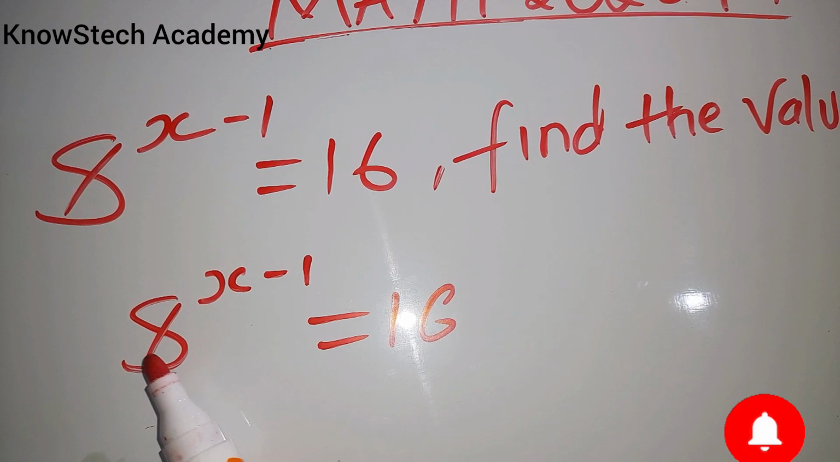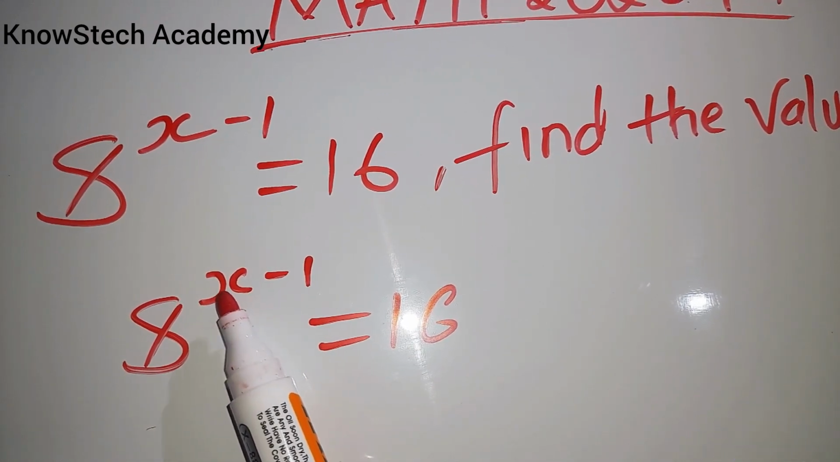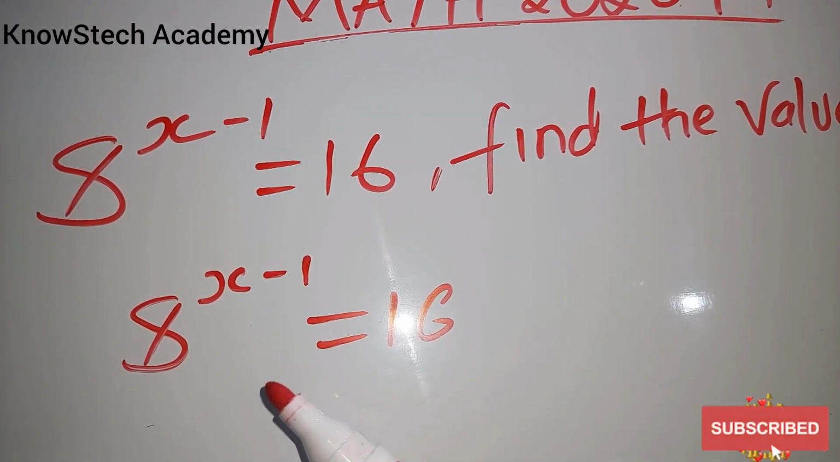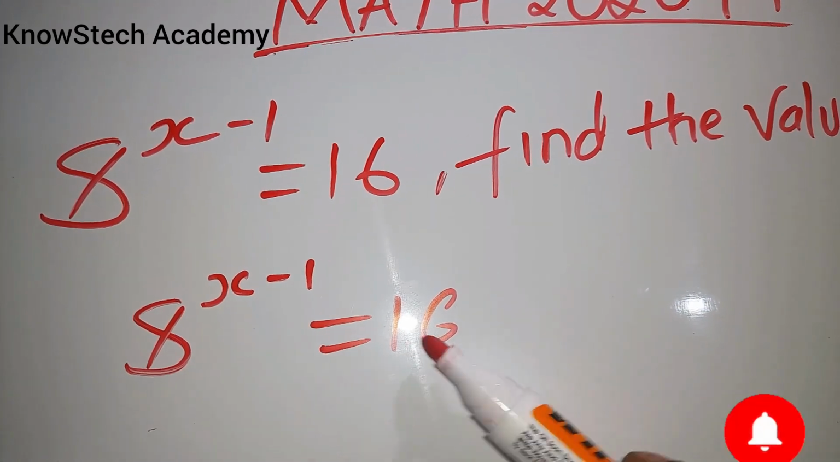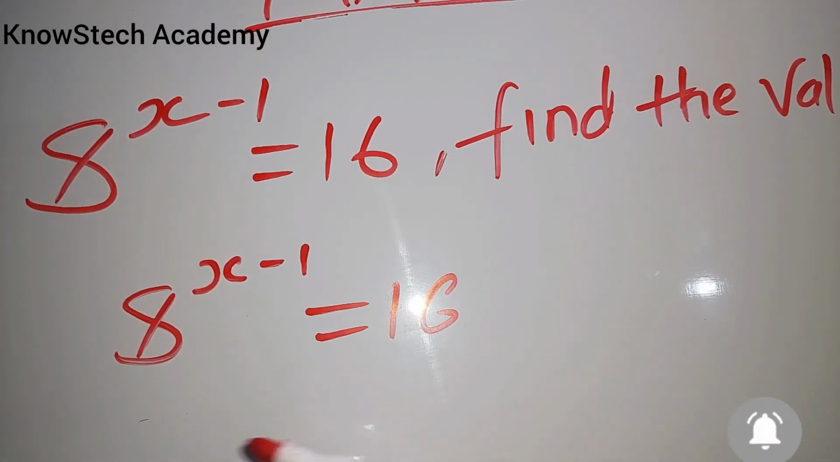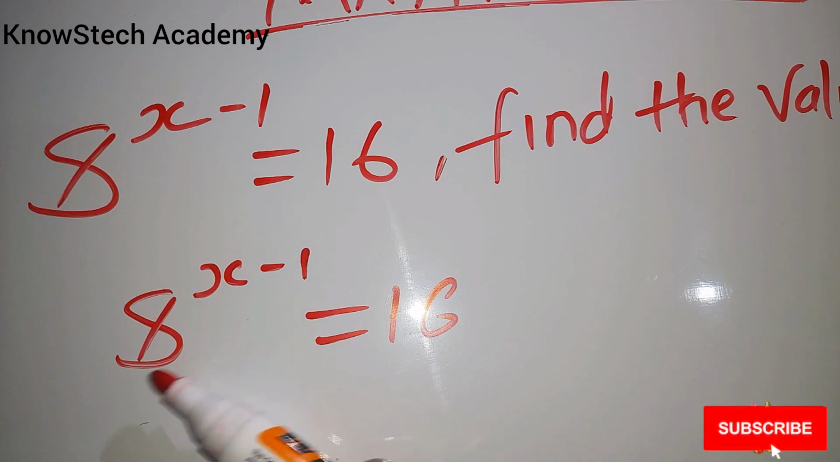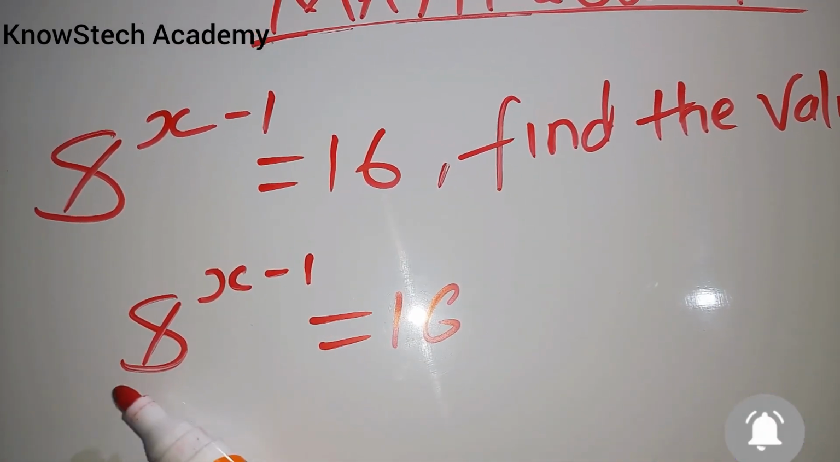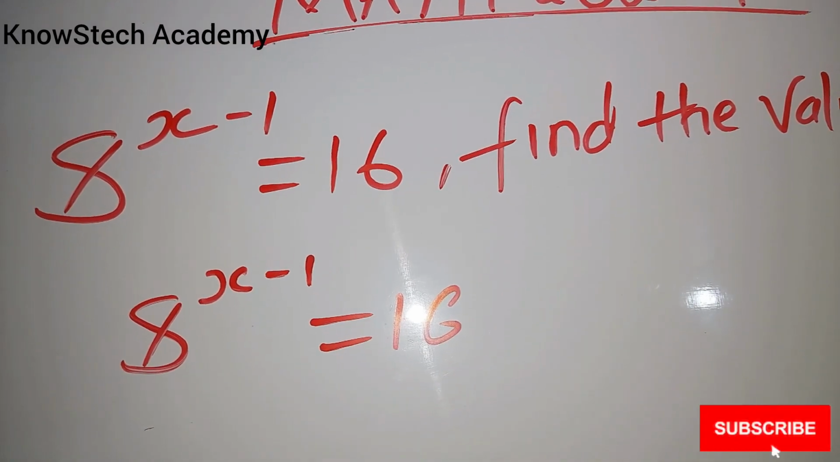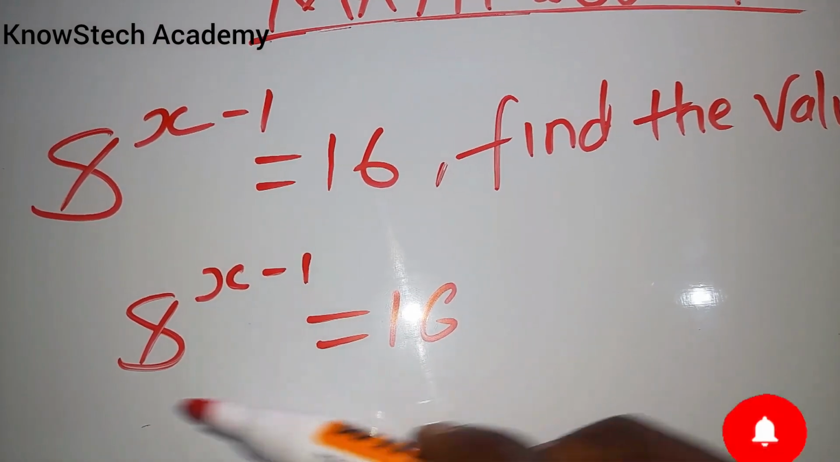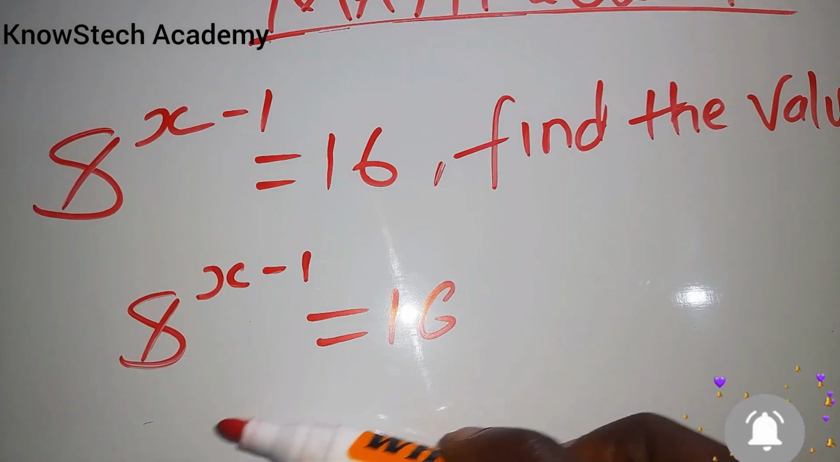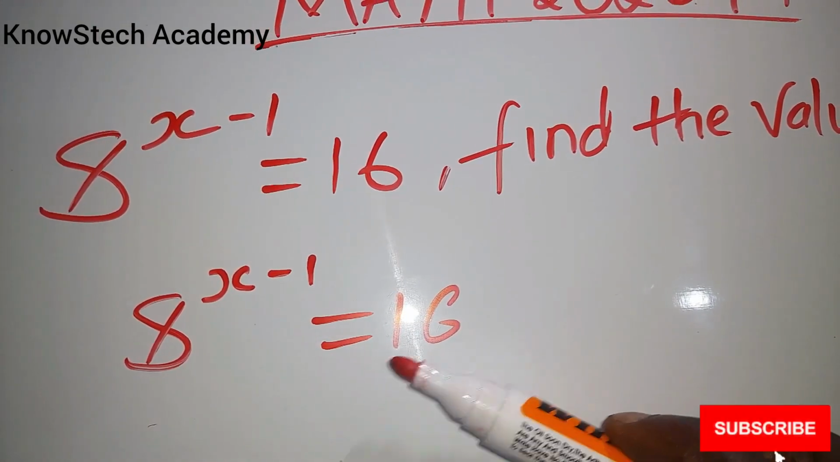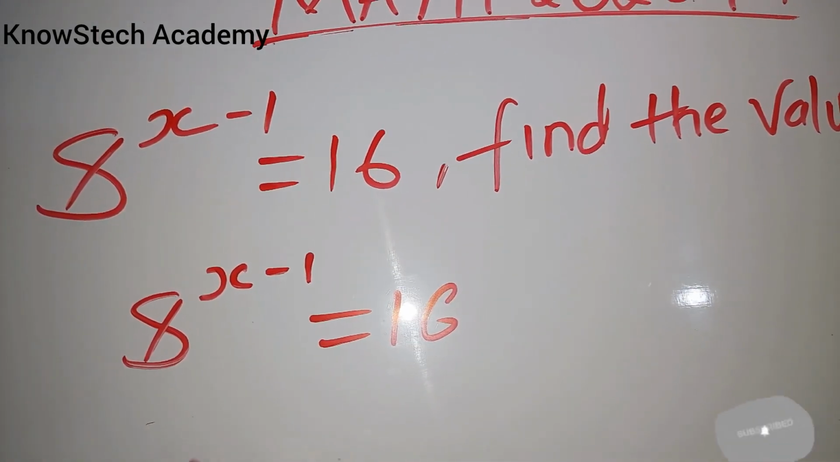when you're given a known power or exponent, try by all means to make the bases the same. Now when you look at 8 here, this 16 can be changed to a base of 8 and this 8 can be changed to a base of 16, but there is a common base of which 8 and 16 can be changed to.